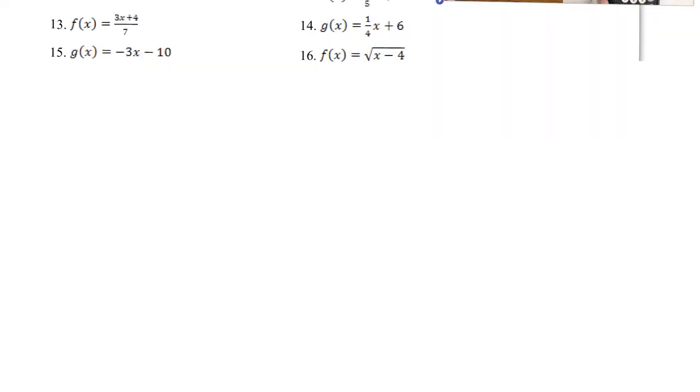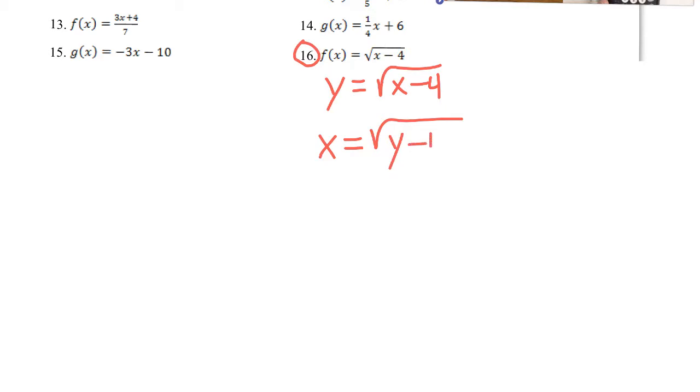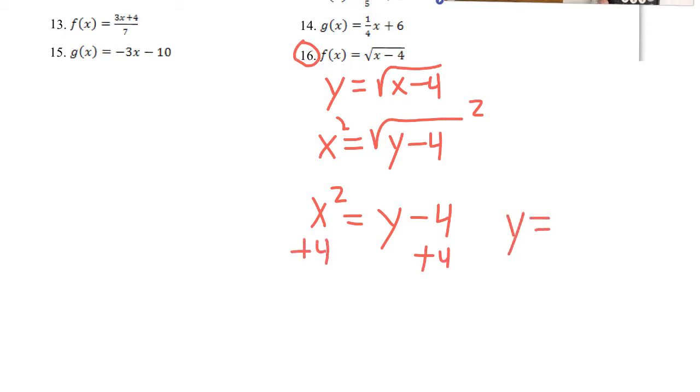Okay, I'm going to find the inverse of 16. The 3-step process is first, change f of x to y. The second is switch x and y. And the third is to undo PEMDAS until you have y by itself. So I think we would need to square both sides to get into the inner part of that square root. And then we would add 4 to find out that the inverse is y equals x squared plus 4.